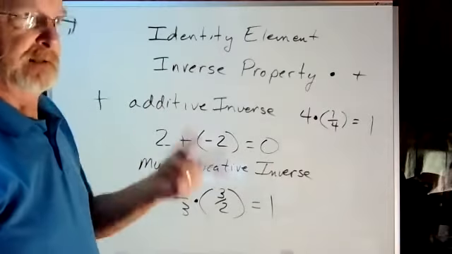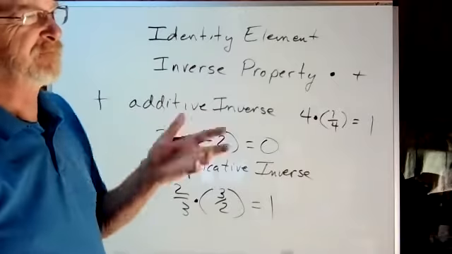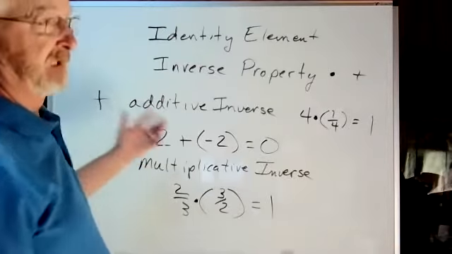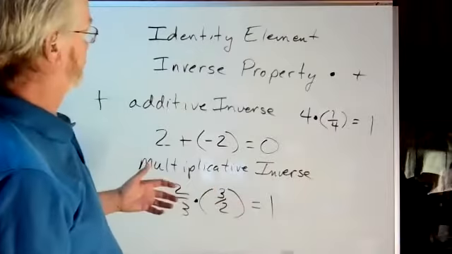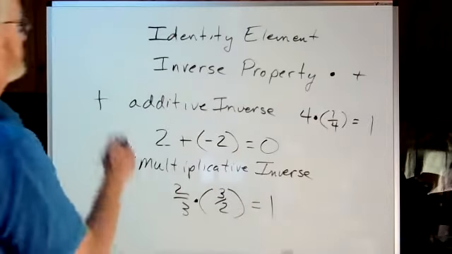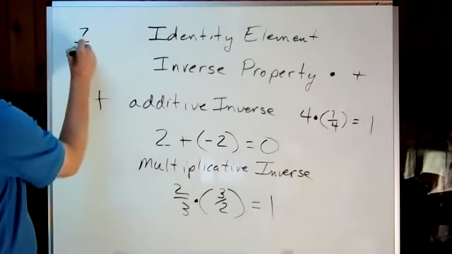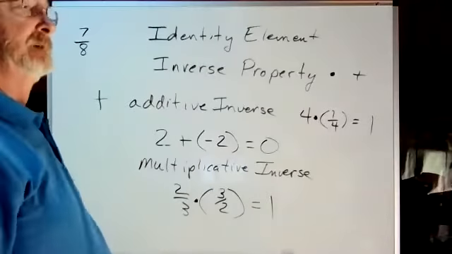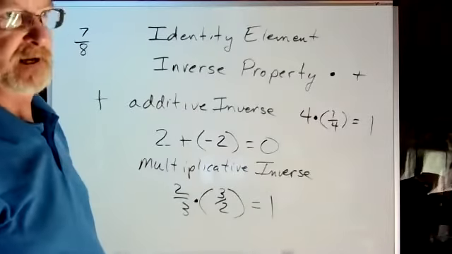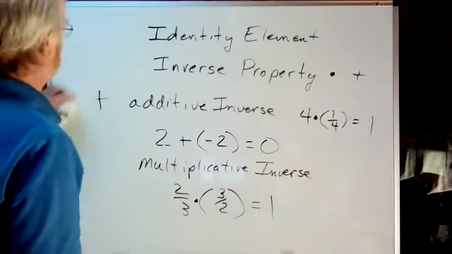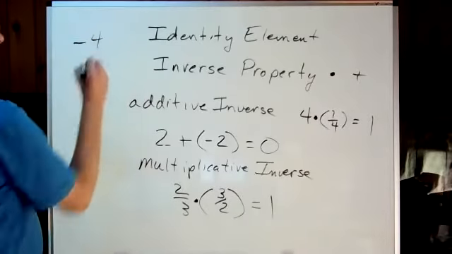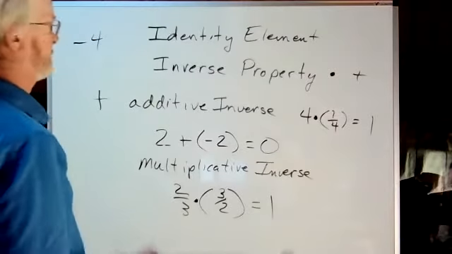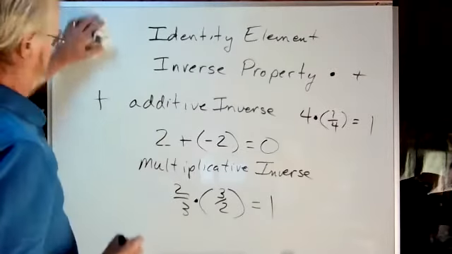There are some problems, at least in the book homework, where they'll just ask you what the multiplicative inverse of some number is. What would be the multiplicative inverse of 7/8? What do I multiply it by? It's the reciprocal. The inverse is 8/7. Or what's the additive inverse of -4? The opposite sign, +4. Okay.